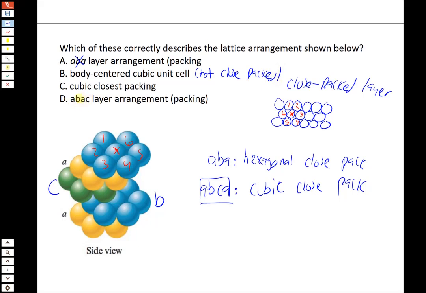ABAC, that's not one of the options. And then finally, the only option that works is choice C, cubic closest packing. So when we have this ABCA stacking, we get cubic closest packing.